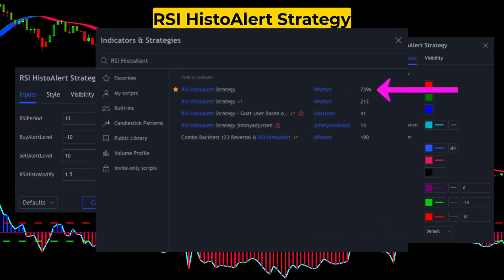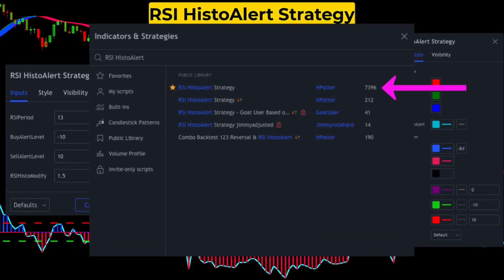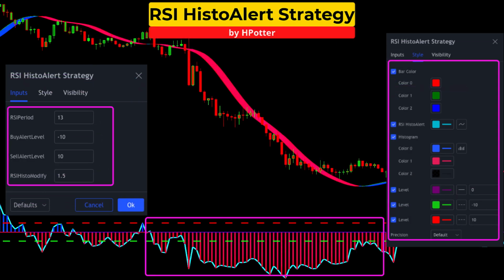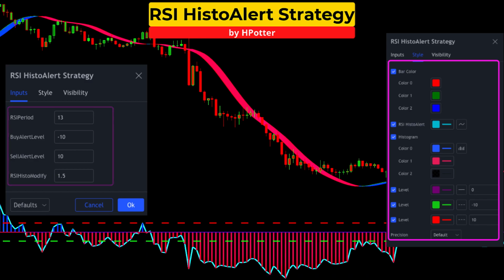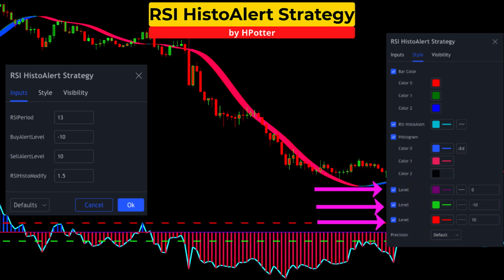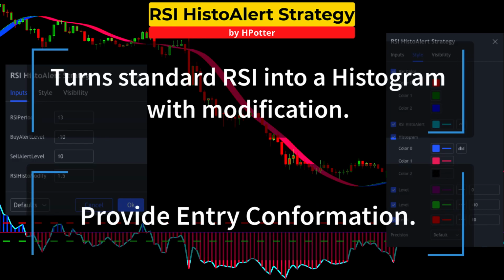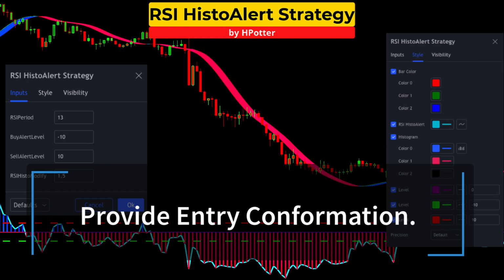The second TradingView indicator is the RSI HistoAlert strategy. I am going to keep the inputs at default, but thicken the lines of the histogram to see it more clearly. In addition, I am going to change the lines to 0, -10, and 10. This custom indicator translates the data from the RSI and turns it into a histogram. This study will provide entry confirmation.